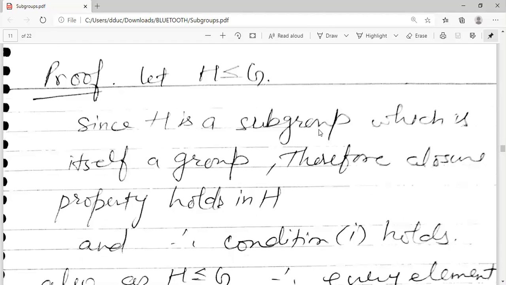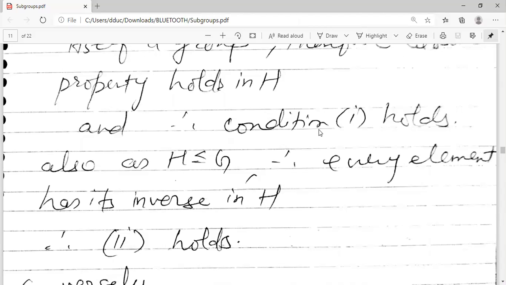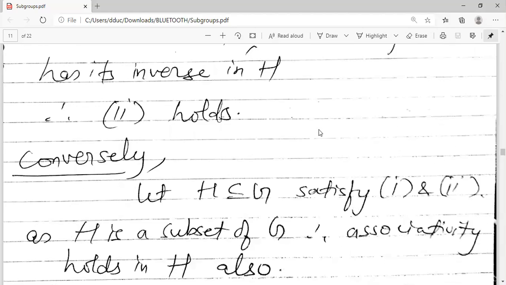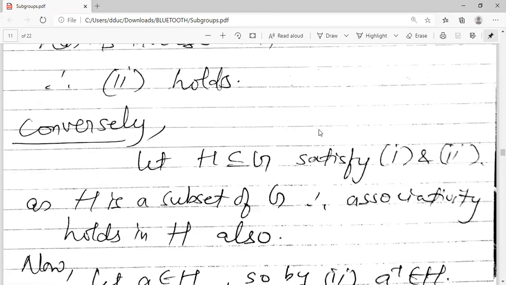Now, the second condition will also hold, because you can see that every element has its inverse in a subgroup, because a subgroup is a group in itself. So it will have the inverse of every element. So you have conditions 1 and 2 both satisfied. So for this necessary condition, there was nothing to prove. Now let us check the converse part.